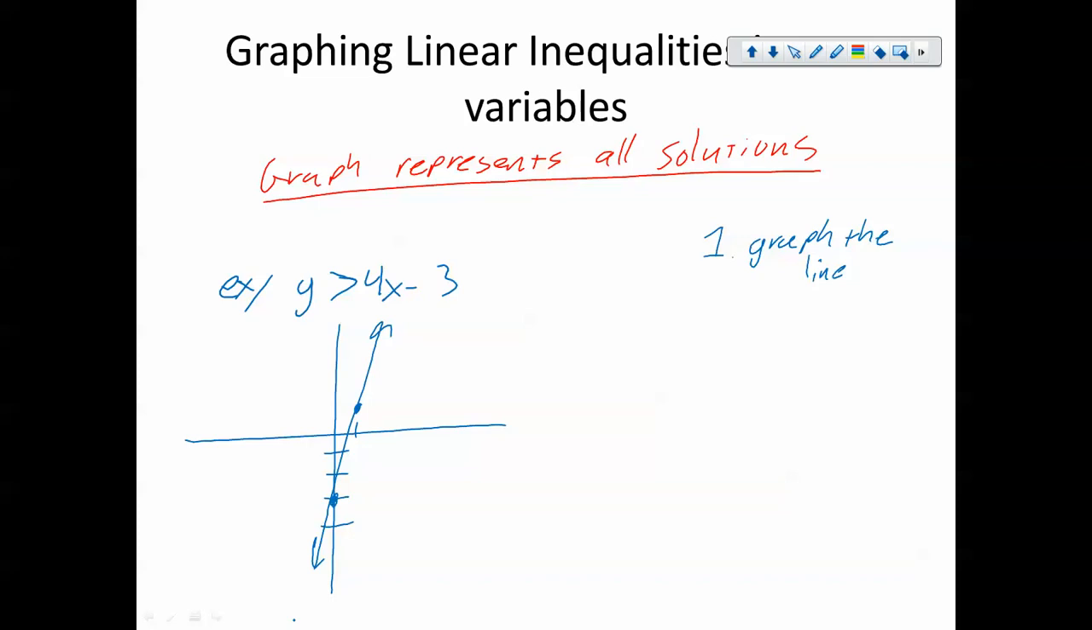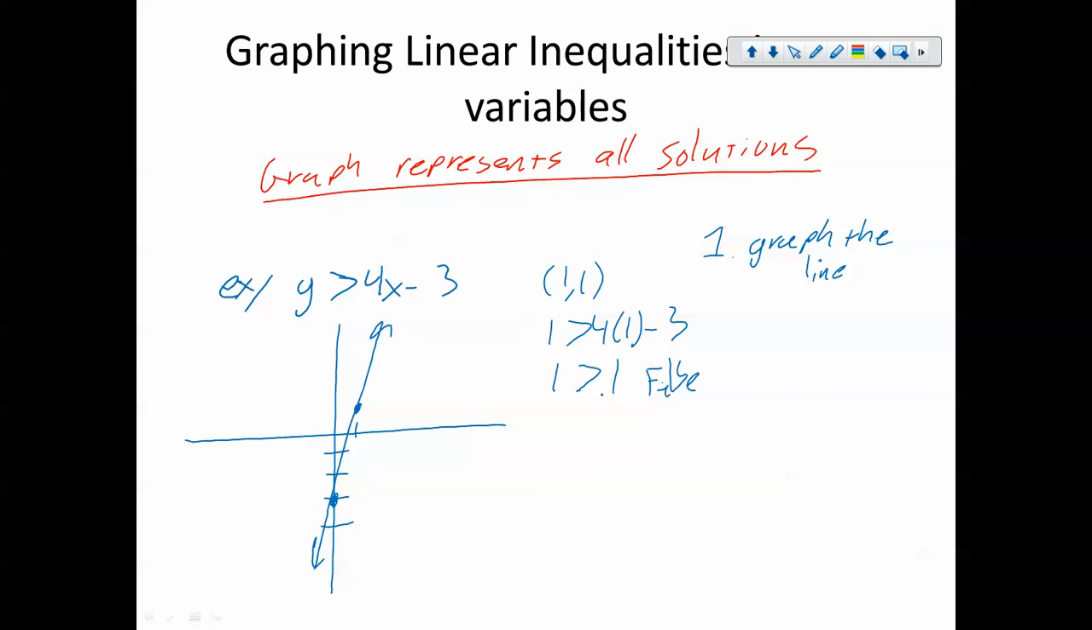Now let's test to make sure that these things are solutions. We're going to test it by picking a point on the line. So let's take 1, 1, and plug it in and see if it's a solution. 1 is greater than 4 times 1 minus 3. That's 1 is greater than 1. Is that a solution? No, it's not. This is false. This point that was on the line is not a solution because it doesn't make a true statement. It's close, but it doesn't make a true statement.